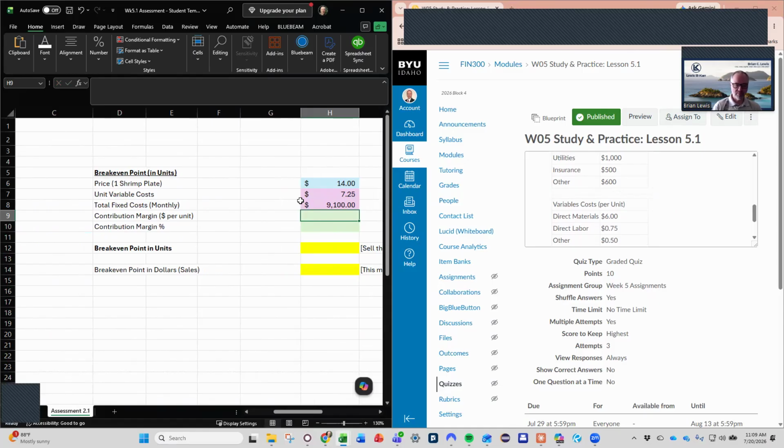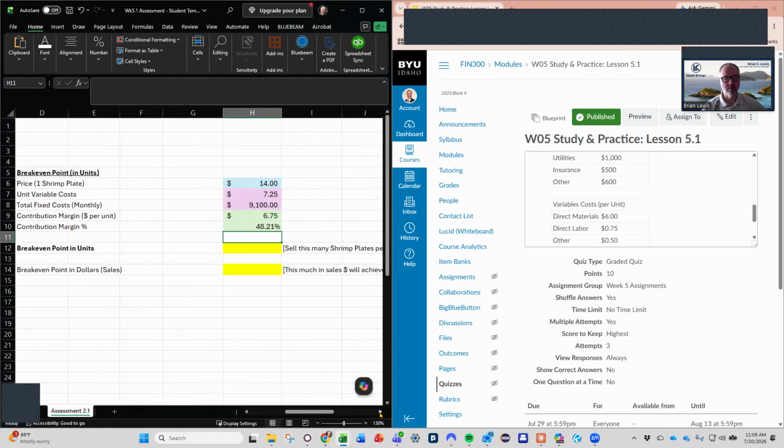And then the contribution margin is the difference between your price and your variable cost. That's the contribution margin. And you can do a percentage of that, which equals that divided by your gross. So there it gives you the core component.